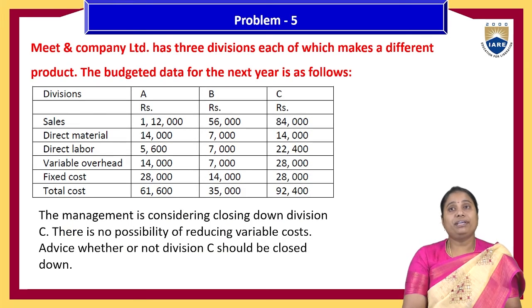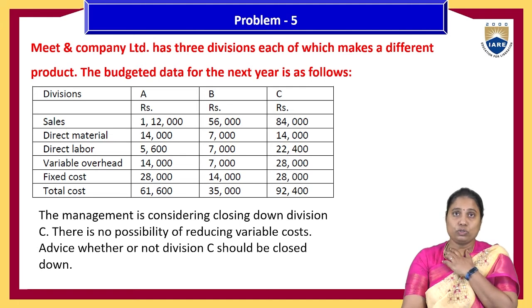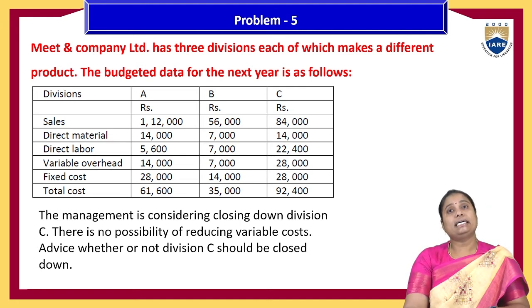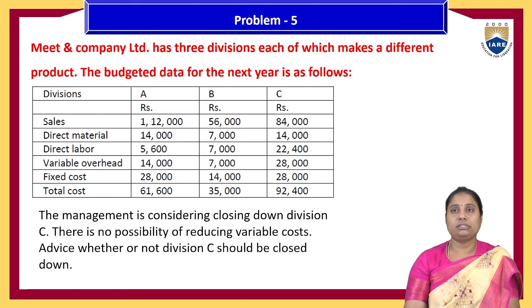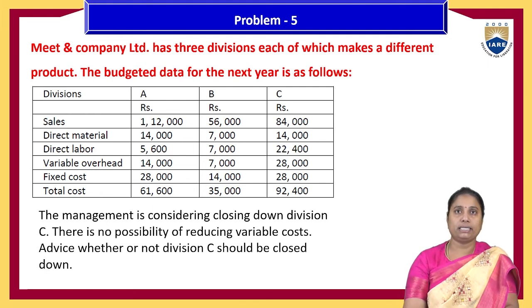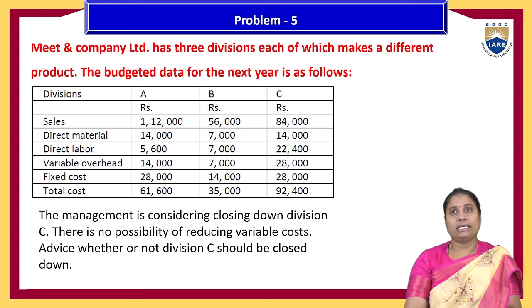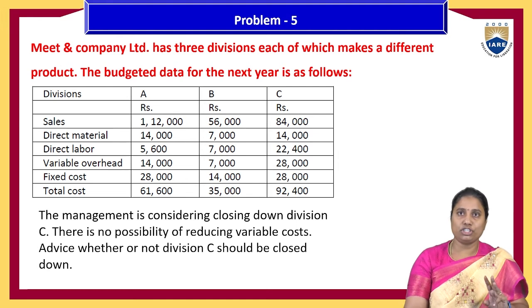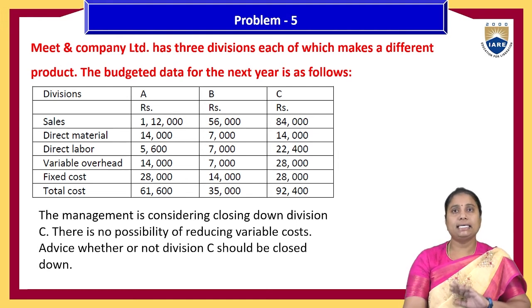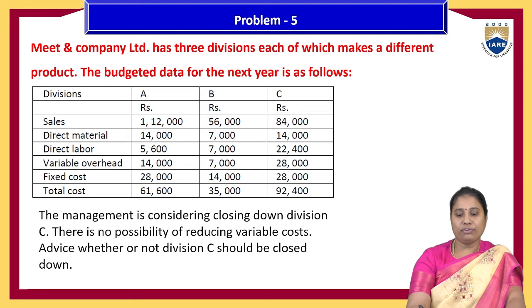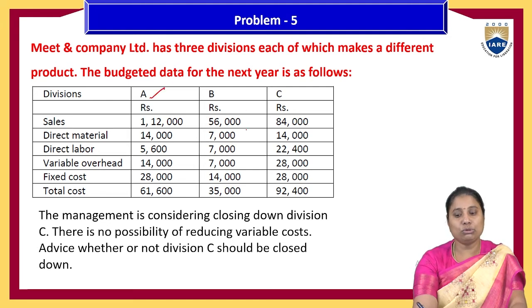The next example problem we want to discuss: Meat and Company Limited has 3 divisions, each of which makes a different product, and the budgeted data for the next year is as follows. They have given the 3 divisions A, B and C, and the sales data again: 1,12,000 for product A, 56,000 for product B, and 84,000 rupees for product C.